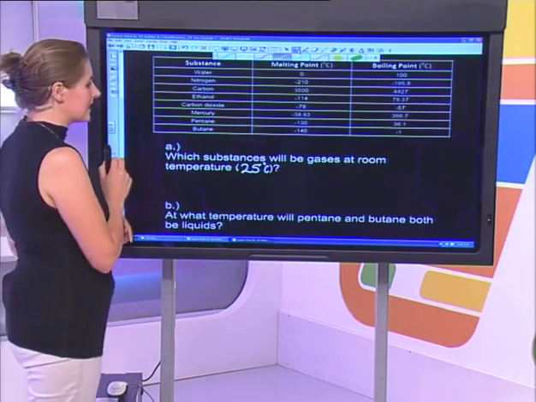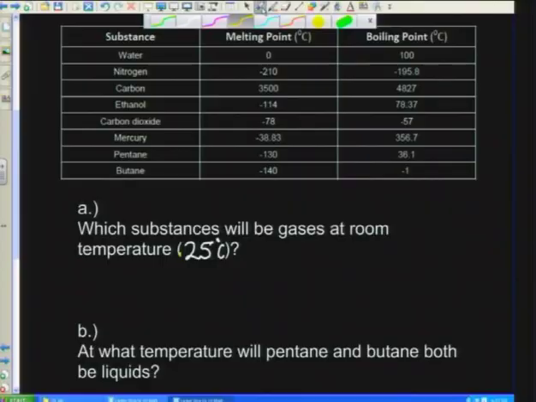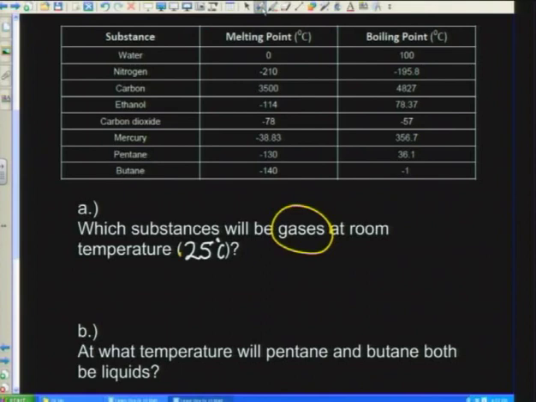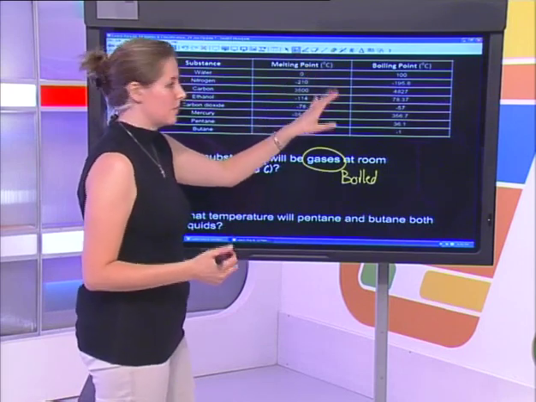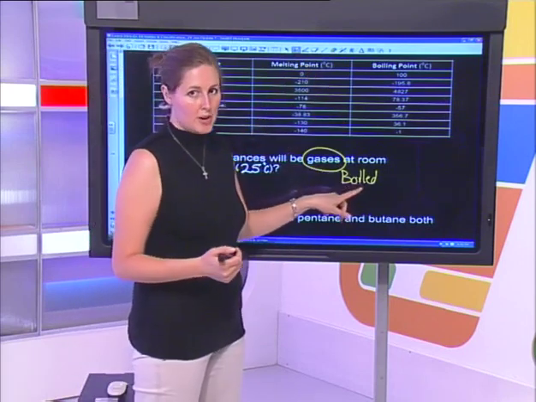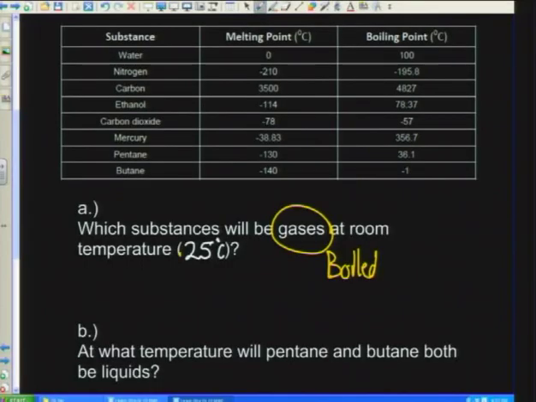So let's go and look at our table and say what substances would be gases. Well, in order for something to be a gas, it must have boiled. It must have changed from a liquid into a gas. So have a look. We can ignore the melting points for the moment because we're only interested in the boiling. Well, 100 degrees Celsius, at room temperature, we're at 25 degrees Celsius. So water is going to be a no.